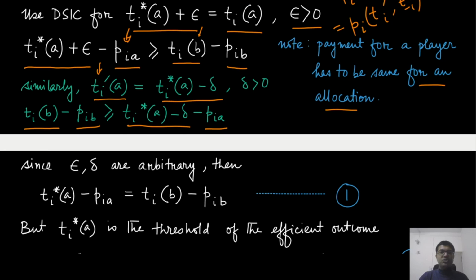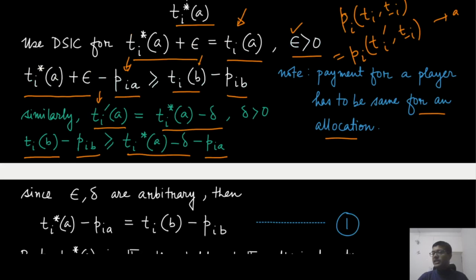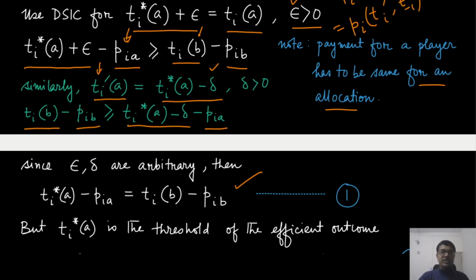Now from these two things, if we consider that both epsilon and delta were chosen arbitrarily and can be made arbitrarily small, you can take the limits and find the equality. Essentially you get this inequality in both directions, therefore it must be an equality. So Ti star A minus Pi of A, and Ti B minus Pi of B, should be equal. This difference should be equal.